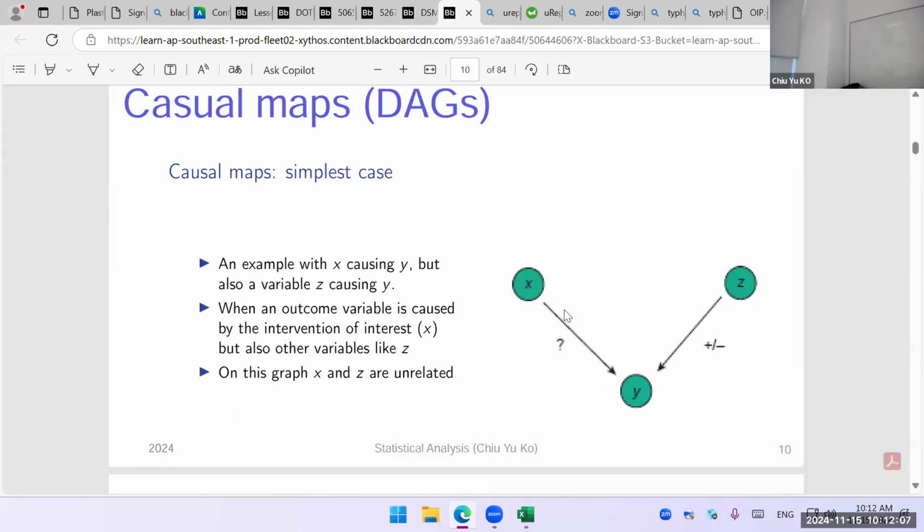So Y is our outcome variable, the target variable, right? X is something we want to change: the new policy, new system, new design. And we want to see whether X causes Y. The problem is Z, some other factor, right?